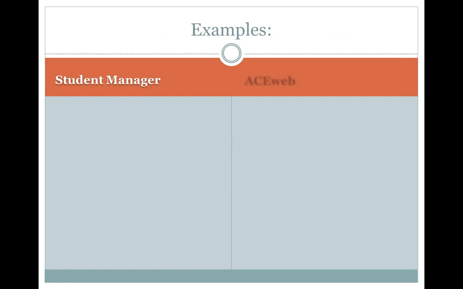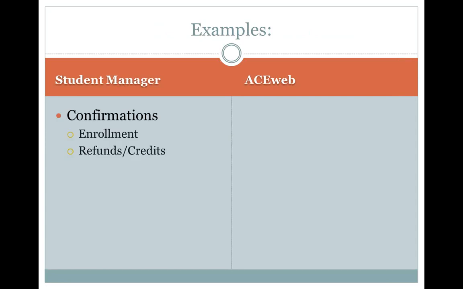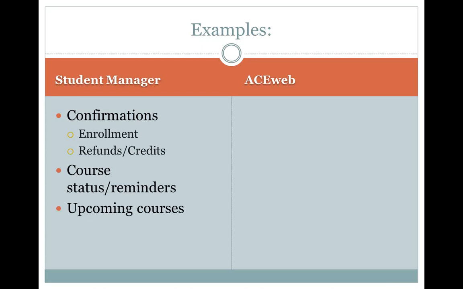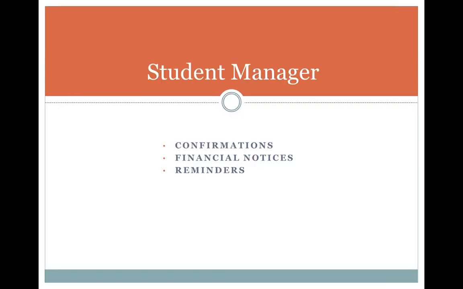So we have a lot of examples. We will not cover all of them today. But if we're looking at Student Manager examples, there are confirmations, an enrollment confirmation, maybe a refund or a credit. You've processed a payment, you might want someone to know that you did that. Course reminders: don't forget you have class coming up next week, or upcoming courses. And rosters, we can email rosters to our instructors. There's also ACEWeb welcome to the system, resetting passwords, share something with a friend. The possibilities are endless. So we're just going to look at three kinds in Student Manager: confirmations, some of our financial options, and course reminders.